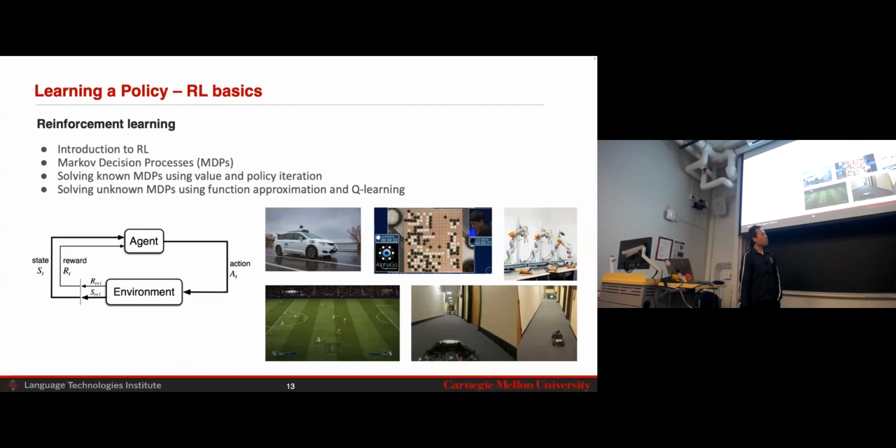So how do we learn a policy? Some basics of RL. I'm probably going to spend about 30 to 40 minutes on this, not too much. We'll talk about an intro to RL, some ways to formalize RL, how to solve RL, and finally, some applications.